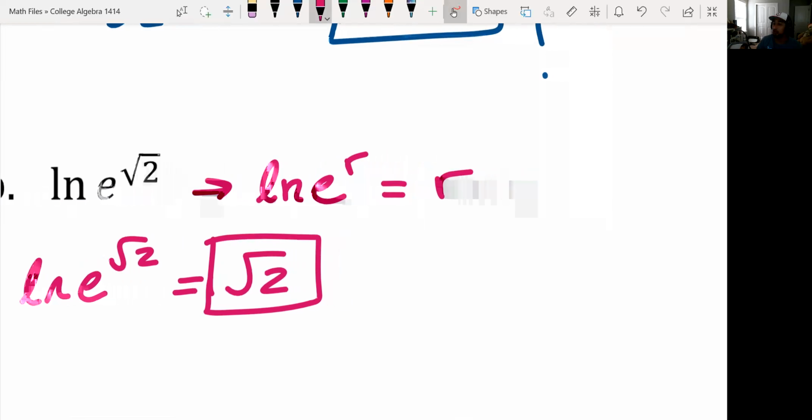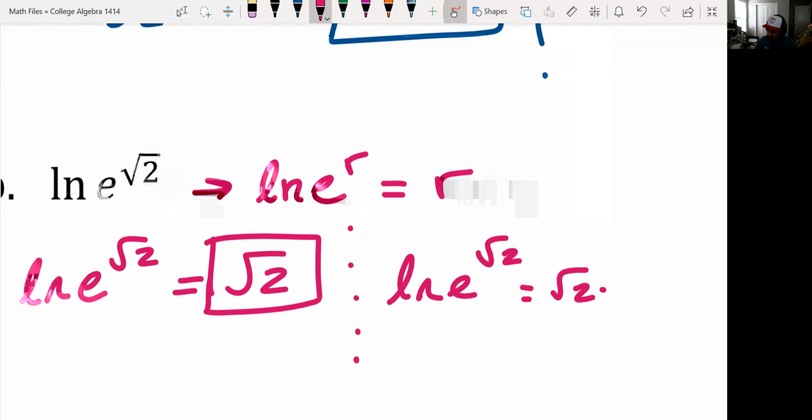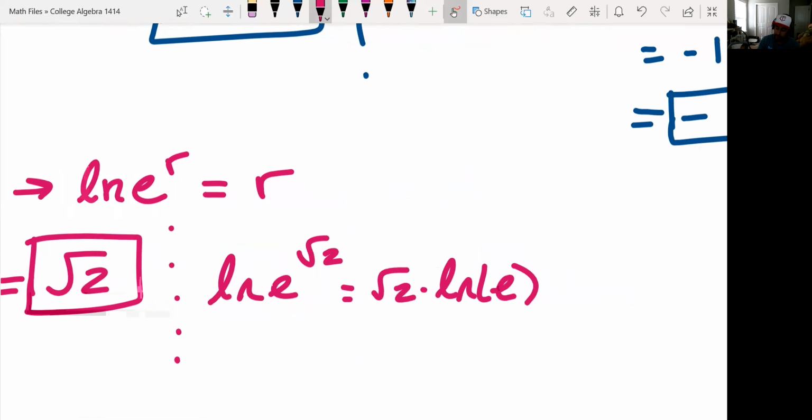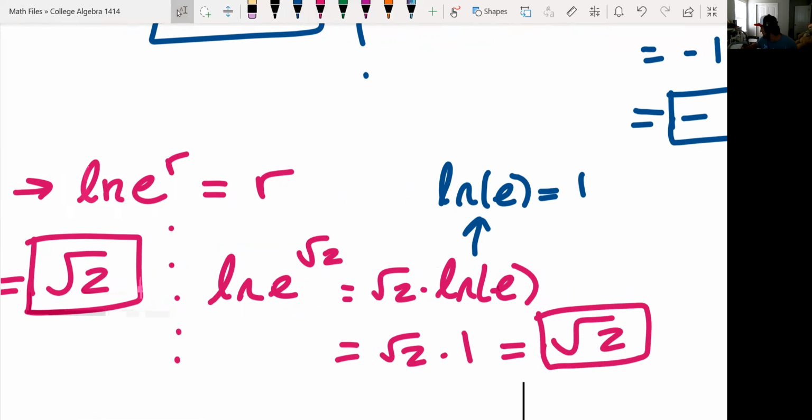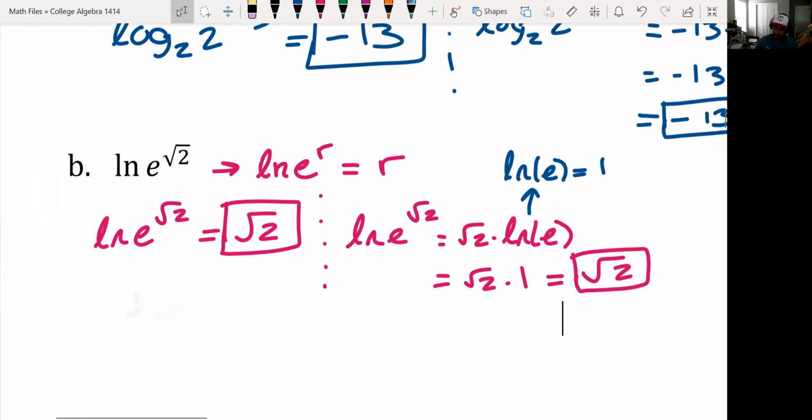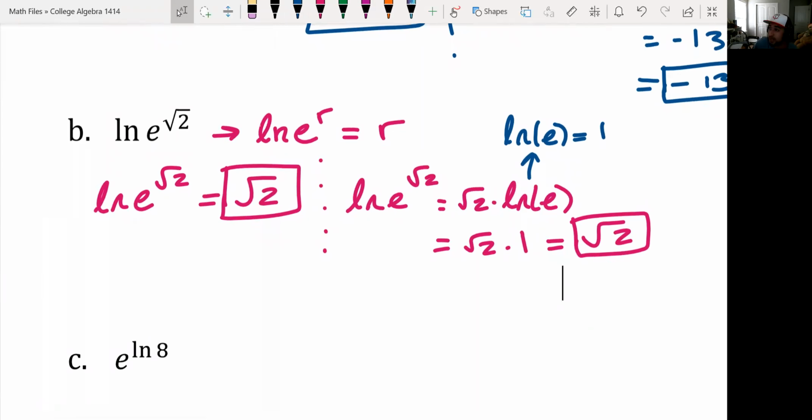Or, once again, we use power rule. You can say natural log of e to the square root of 2 becomes square root of 2 times the natural log of e. And based on the properties on the first page, the natural log of e is 1. So here, you'll get square root of 2 times 1, which gives us square root of 2. My goodness. Logs are crazy, just like exponentials, right?